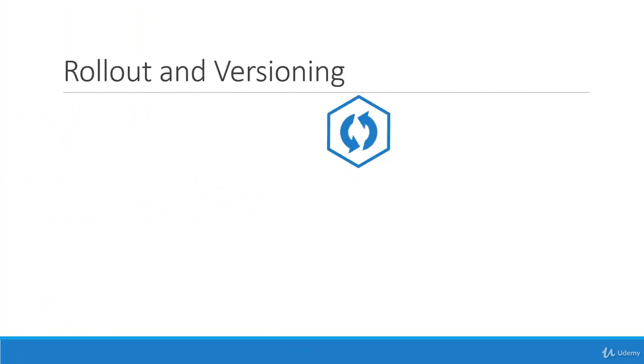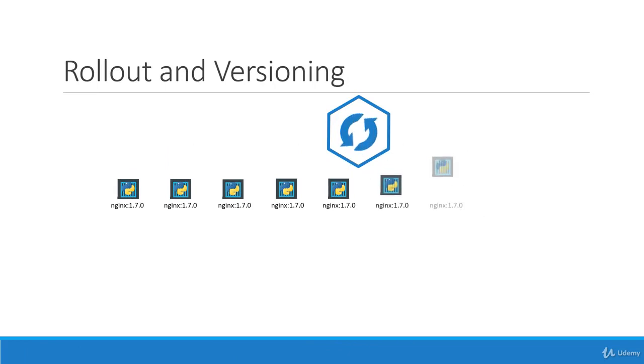Before we look at how we upgrade our application, let's try to understand rollouts and versioning in a deployment. When you first create a deployment, it triggers a rollout. A new rollout creates a new deployment revision. Let's call it revision 1.